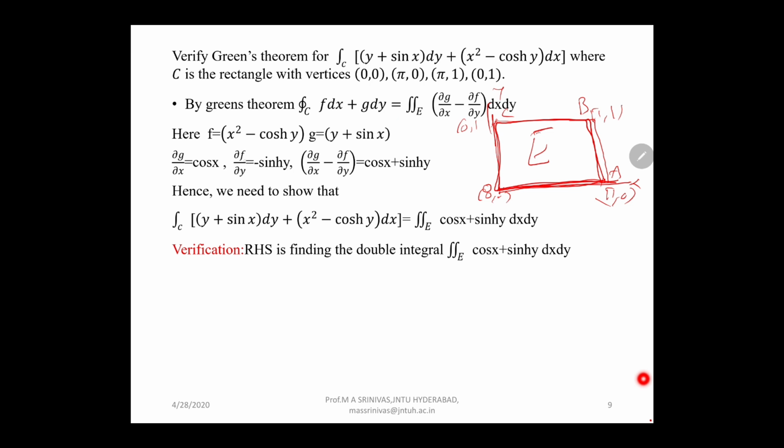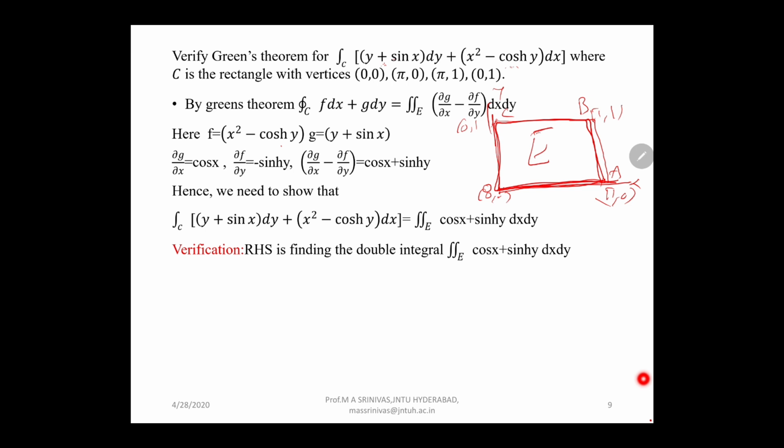Here f is x square minus cos hy. Here he has given some f dy plus g dx. So instead of remembering it as f and g, you just take the x component and y component. The x component is x square minus cos hy, that is my f. This is g, y plus sin x. Don't always write whatever is given first as f.